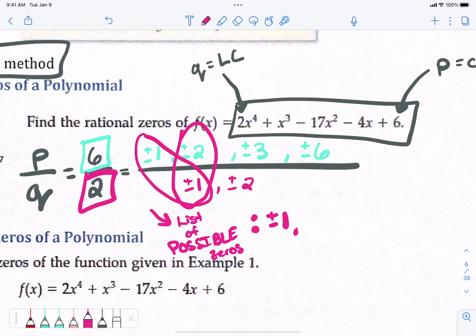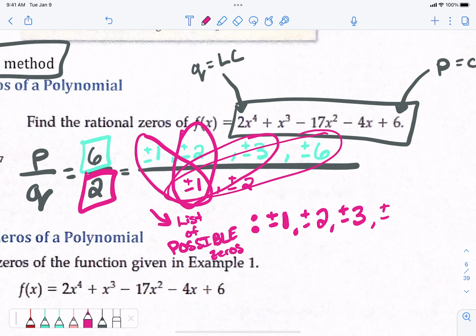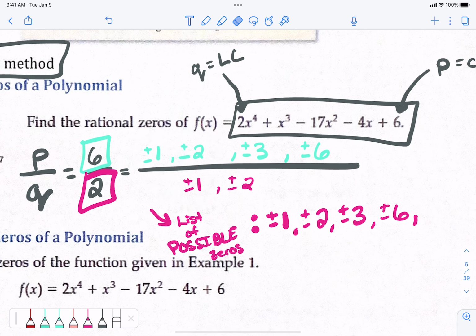2 divided by 1 is plus minus 2. 3 divided by 1, plus minus 3. 6 divided by 1 is plus minus 6, yeah? Okay, then, but I have to do it all over again, because I have to go through and I have to do the 2's on the bottom, right? So now we do 1 over 2, which is plus minus 1/2, yeah?